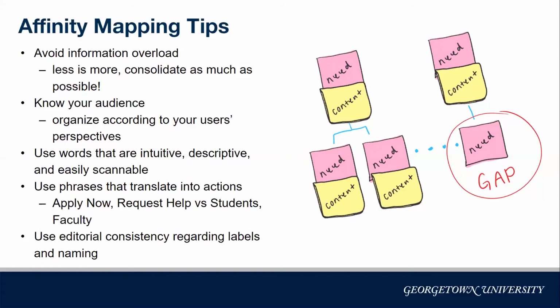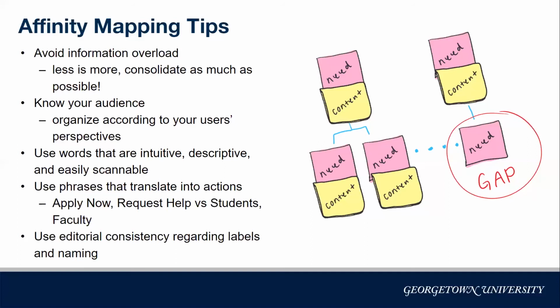Another tip is to use words that are intuitive and descriptive and easily scannable for your users. So this just means that you want to avoid using words or phrases that are specific to the internal operations of your organization, and instead use words that your users are going to understand. Another tip when creating these labels and page titles for your categories and subcategories is to use phrases that translate into actions. This can look something like using phrases such as apply now or request help. This can also help guide your users through that discovery process that we talked about earlier.